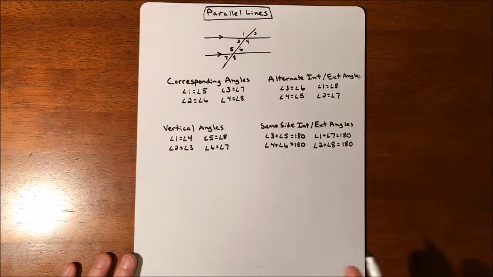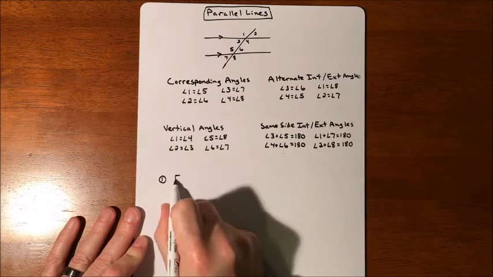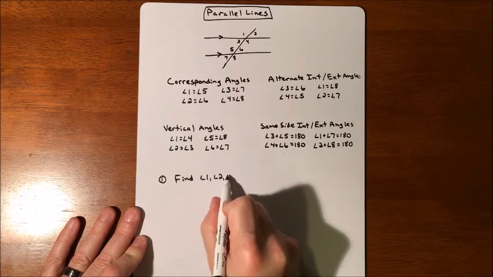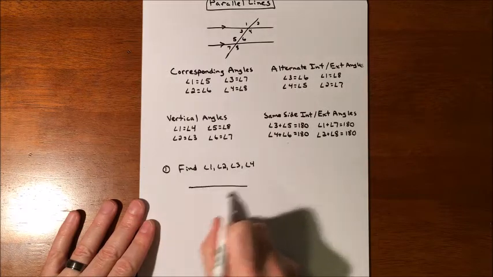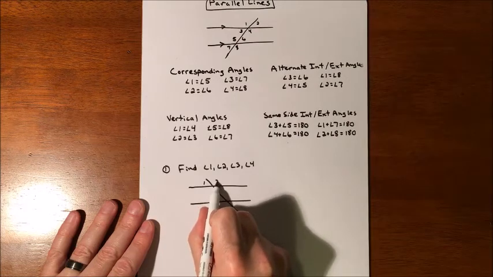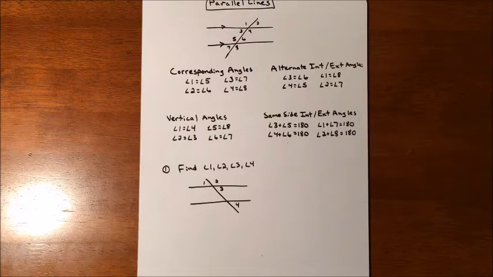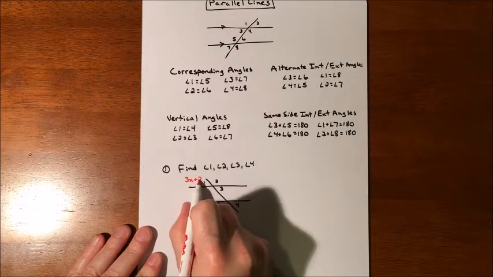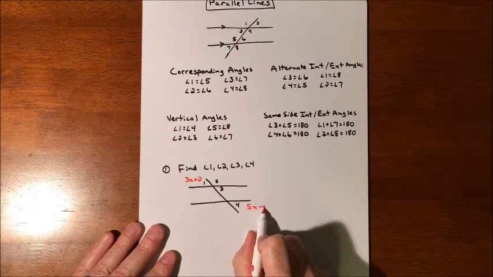So how might you see that at the beginning of trig? You may have some sort of question like this, where it says find angle 1, angle 2, angle 3, and angle 4. Let's say you have a picture like this. This is angle 1, angle 2, angle 3, and angle 4. And you are given that angle 1 is 3x plus 2, and angle 4 is 5x minus 40.